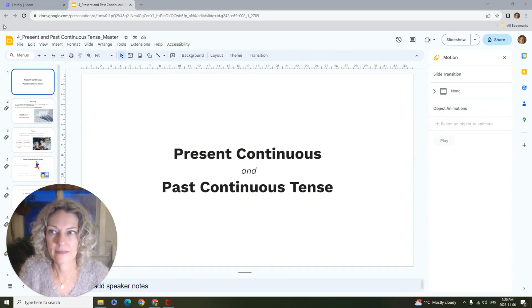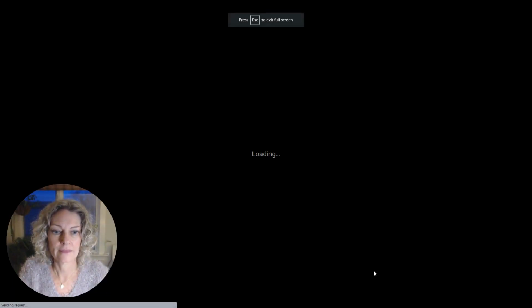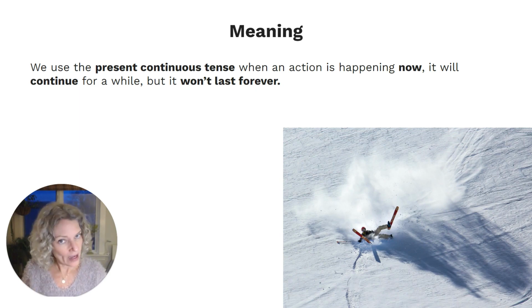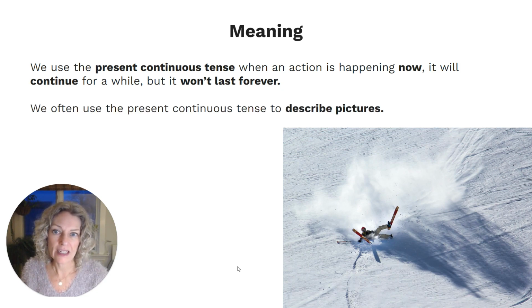In this lesson, I'm going to be talking about the present continuous tense and the past continuous tense. When we use the present continuous tense, we are talking about an action that is happening right now in the present. It's an action that will continue for a while, but it won't last forever. It's not always true. And often when we use the present continuous tense, we're using it to describe pictures.